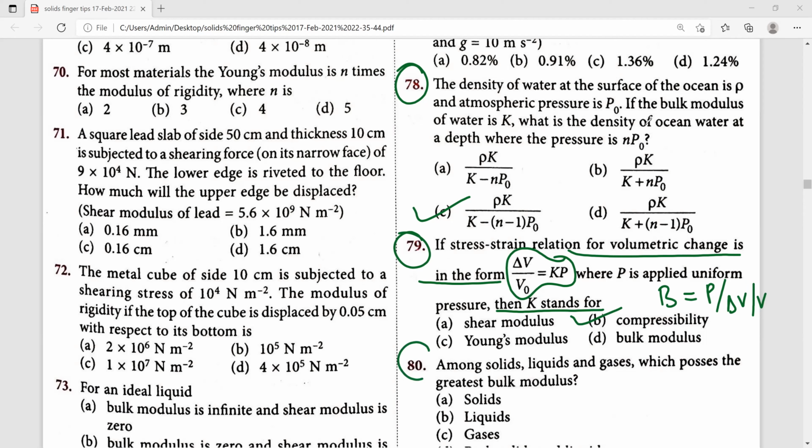Next, 80th one. Among solid, liquid and gaseous, which possess greatest bulk modulus? We already know, greatest bulk modulus is possessed by solids.